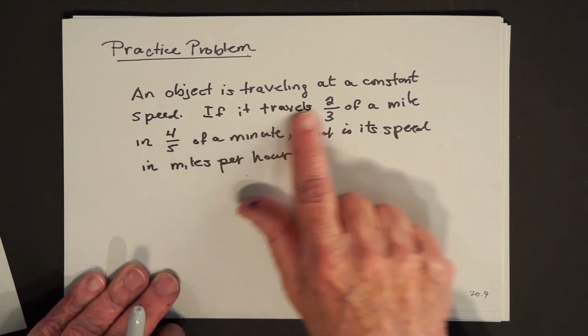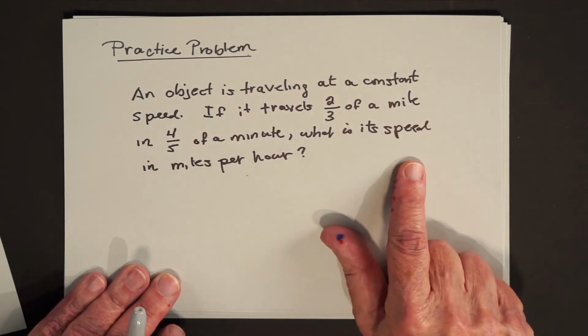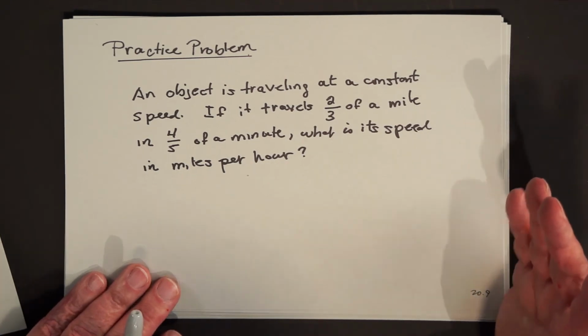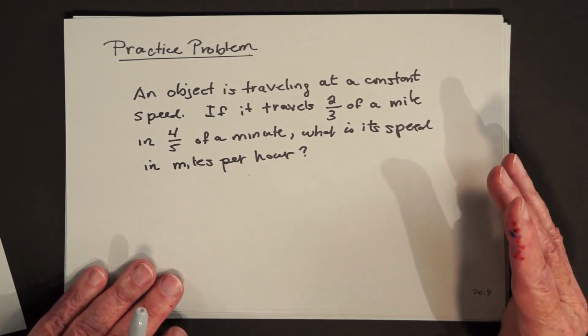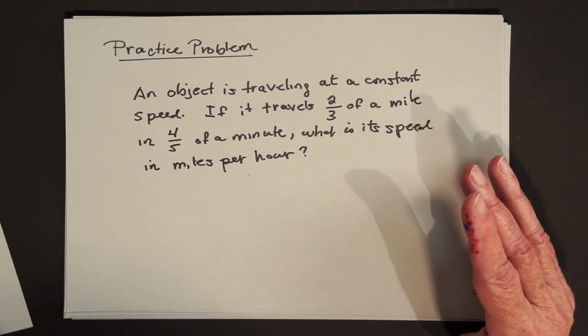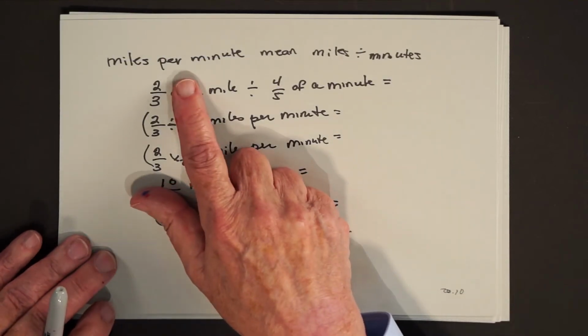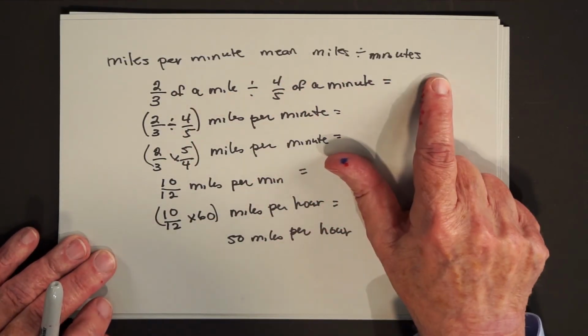And can you see people having fraction anxiety with this? I mean, what's 2/3 of a mile? What's 4/5 of a minute? I don't know how to do this problem. Well, what I want you to see is, after you come back, take a break. Miles per minute means miles divided by minutes.